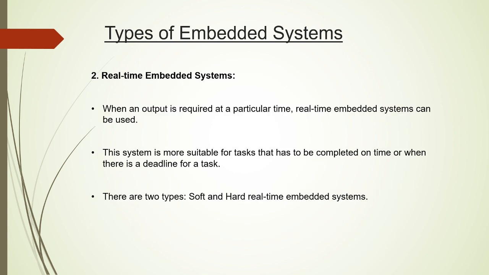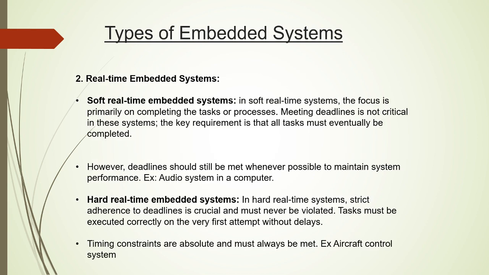And the second one is real-time embedded systems. When an output is required at a particular time, real-time embedded systems can be used. They are used in situations where a task should have a time and should be completed within a deadline. So at that time, we use real-time embedded systems, and the system is more suitable for tasks that have to be completed on time or when there is a deadline for a task. And it has two types: soft and hard real-time embedded systems.